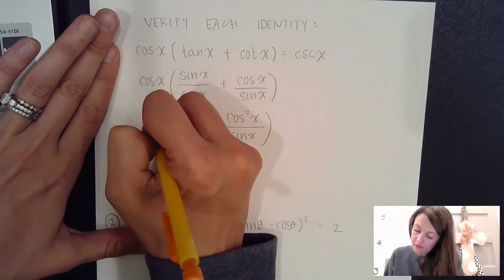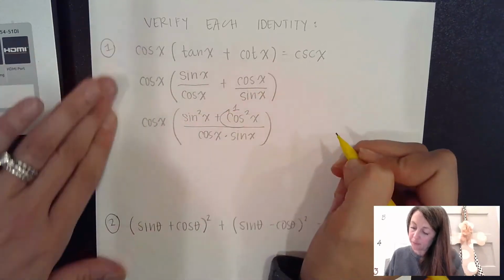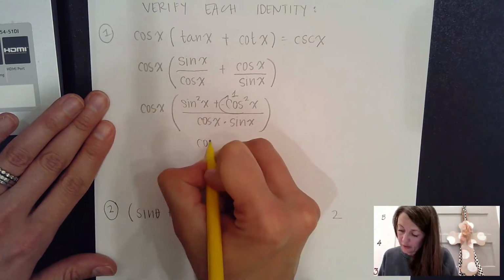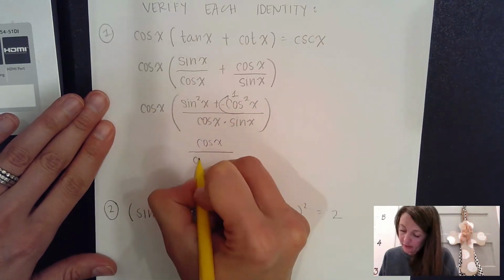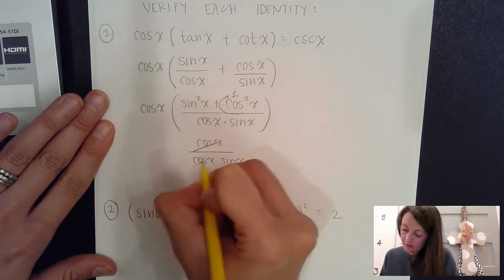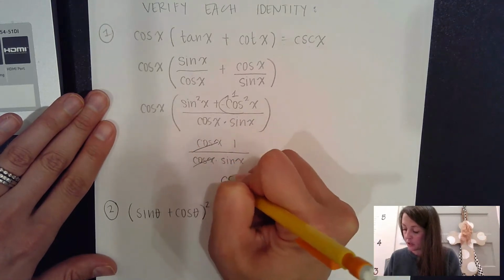And then on the outside I'll have a cosine. Well, sine squared plus cosine squared is 1. So when I multiply this through, it'll be cosine of x over cosine of x times sine. So cosine over cosine will go away, so I'll be left with 1 over sine, which is just cosecant.